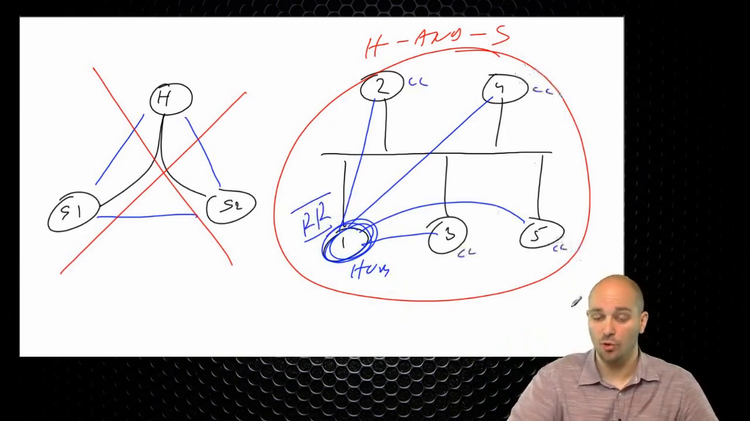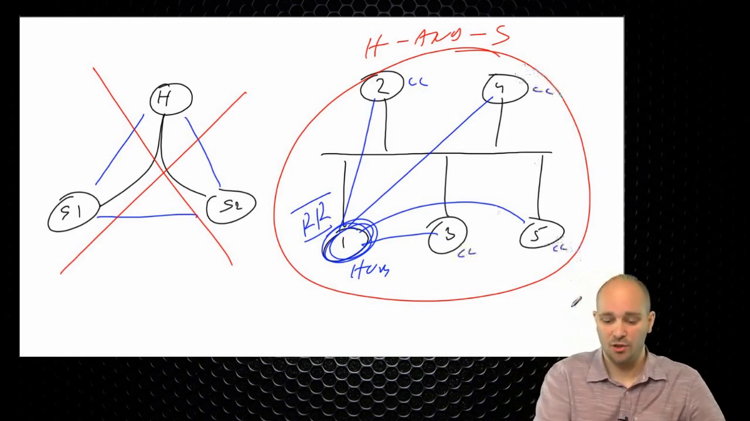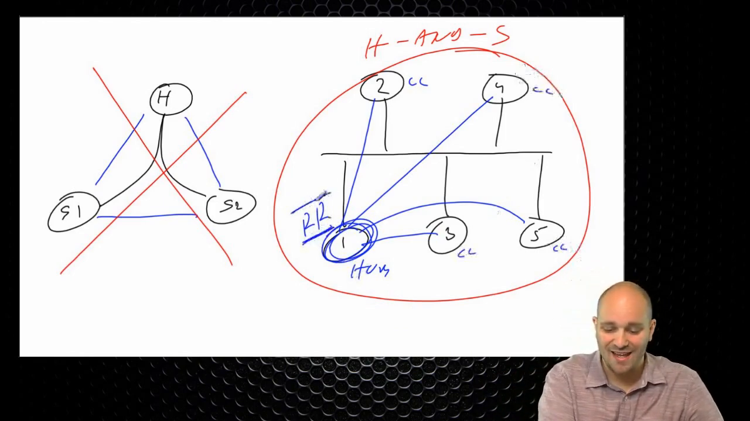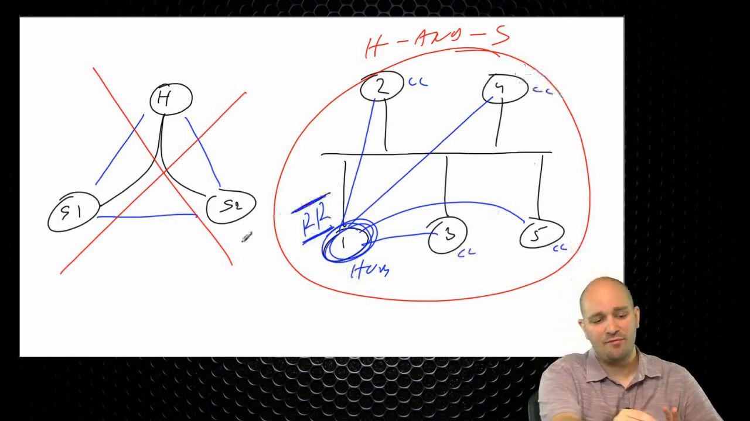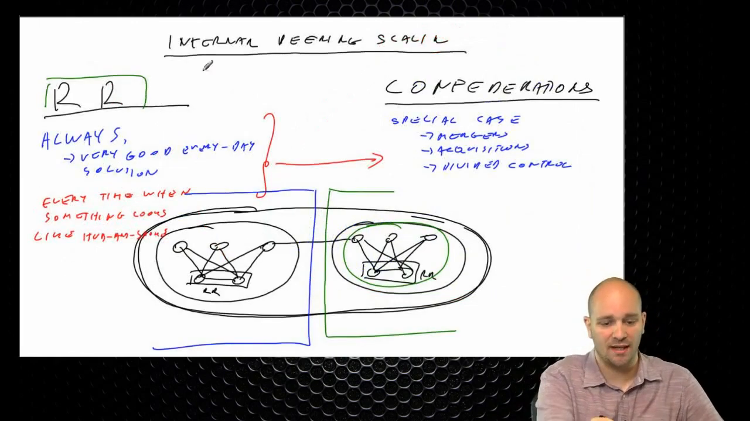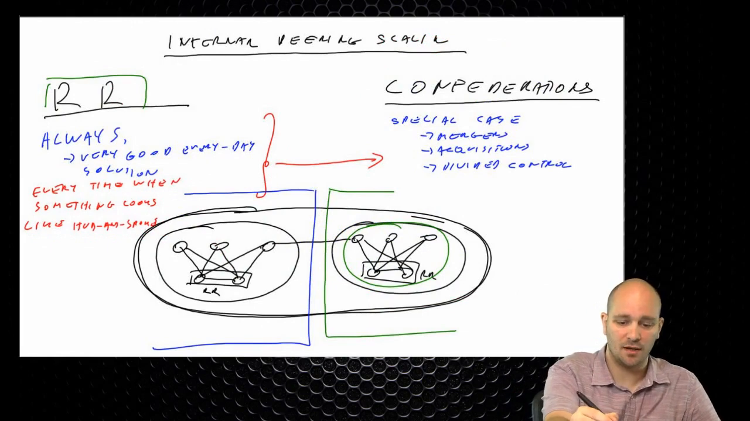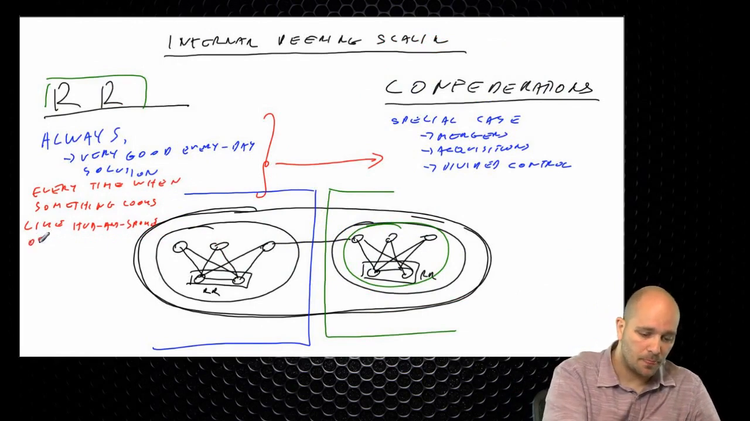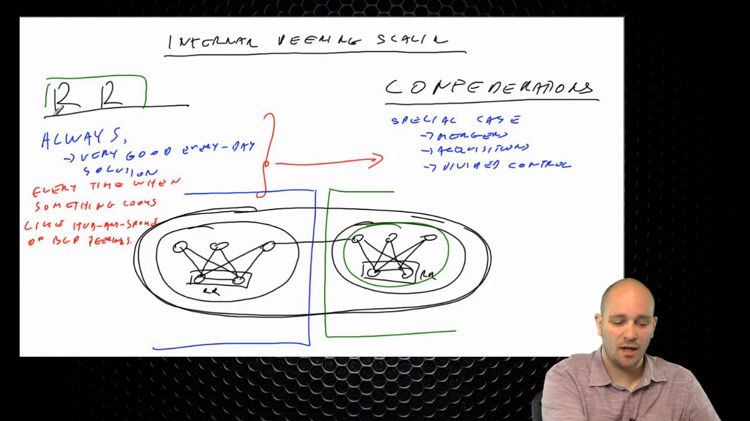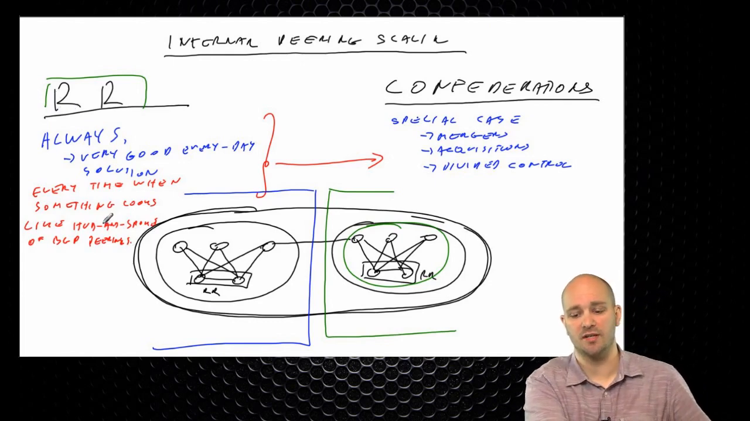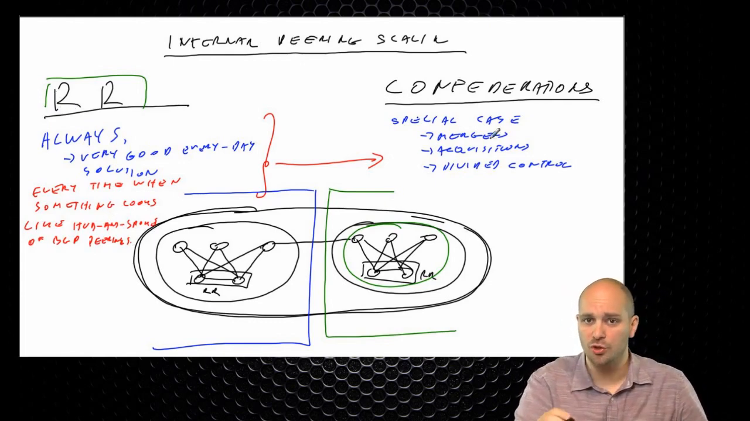Now, the good news is that you don't actually have to configure the clients. The only router that you are actually configuring is the route reflector. But every time something looks like hub and spoke of BGP peerings, so let me clarify that, of BGP peerings, this is when you should use route reflectors in the lab. When should you use confederations? Only when asked.